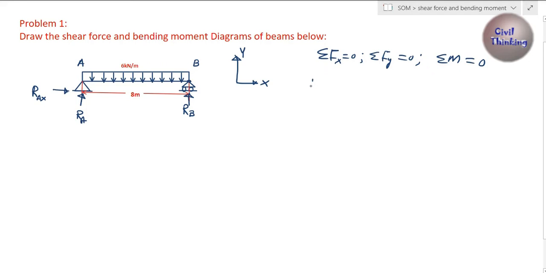Now let's first apply summation Fx equal to 0. Summation Fx, x is in the direction of the span of the beam, right? Now in the span of the beam there is only RAX, only one reaction, and there is no other force in the direction of the span of the beam or in the x direction, so we can say RAX equal to 0, right? Now since RAX equals 0, I am just going to erase this because we don't need it.